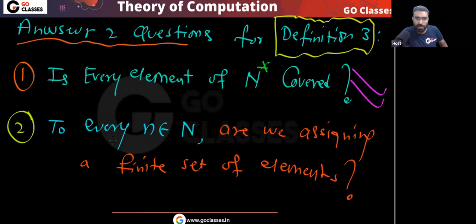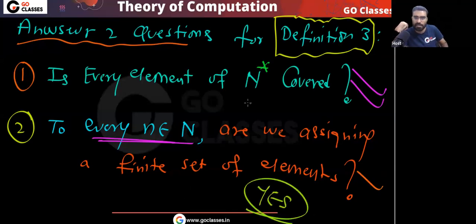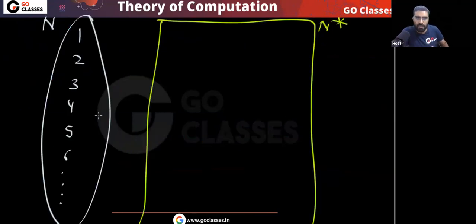What about this question? To every n, are we assigning a finite number of elements? And this is also correct. The answer is yes. And here also the answer is yes. So both the places the answer is yes. Correct? Agree? So this is the simple idea. You can notice, to every element we are assigning only a finite number of elements.